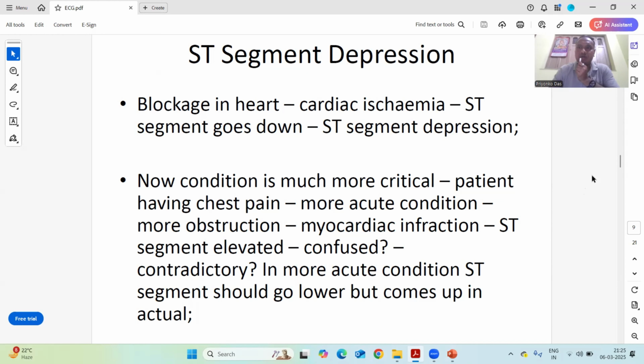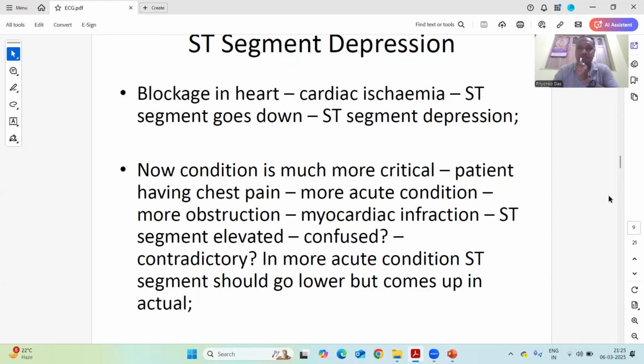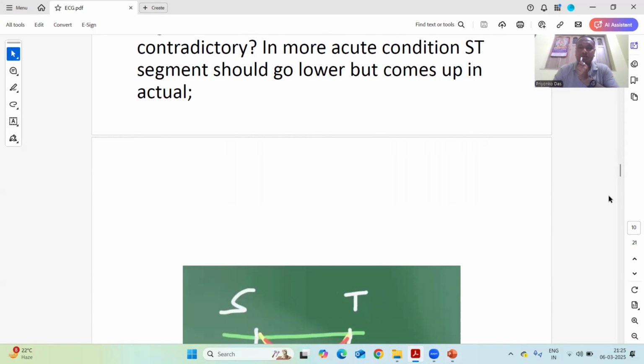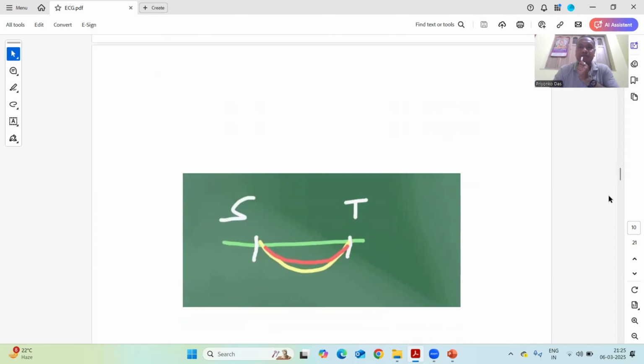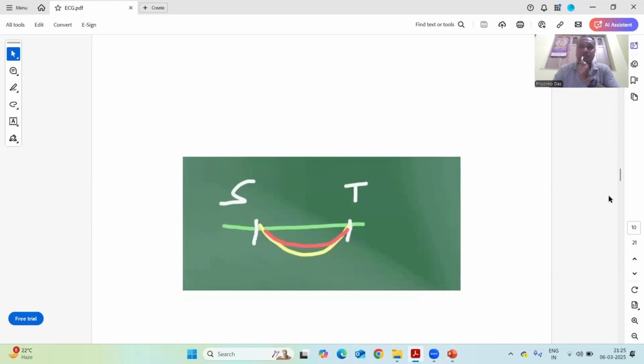So right today, I'll continue the discussion on the ECG's first law, which is Einthoven's law.